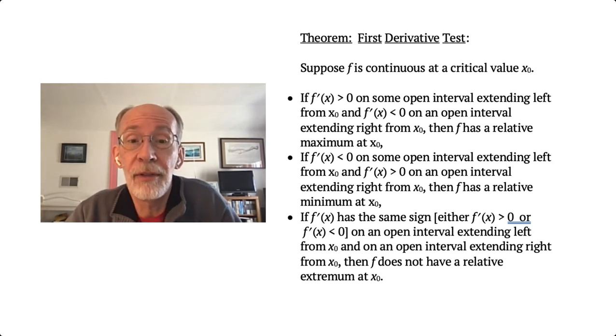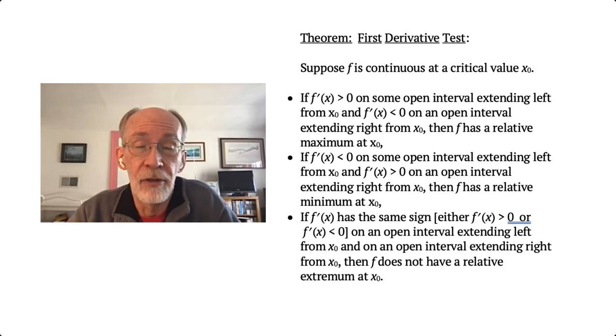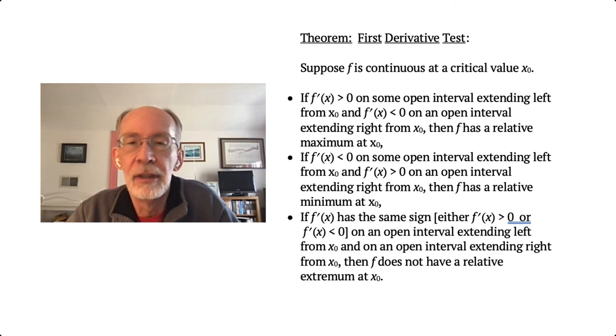So what's the first derivative test say? It says suppose f is continuous at a critical value x naught. If f prime is positive on some open interval extending to the left from x naught, and f prime is negative on some open interval extending to the right from x naught, then f has a relative maximum at x naught. And if you just do a little reversal, you get the second part. If you have a negative derivative to the left, positive derivative to the right, then you have a minimum. And finally, if the sign of the first derivative does not change across a critical value, then there is neither a maximum nor a minimum at that value.